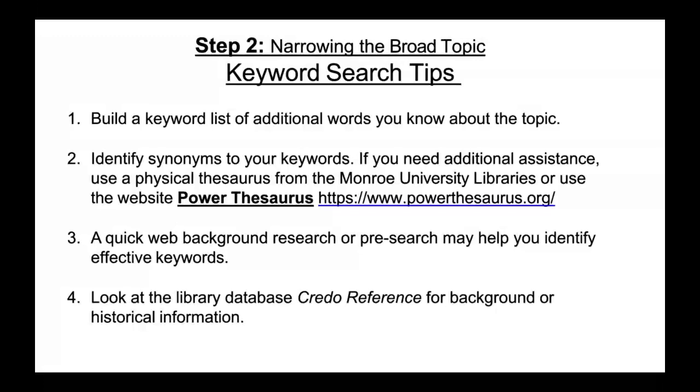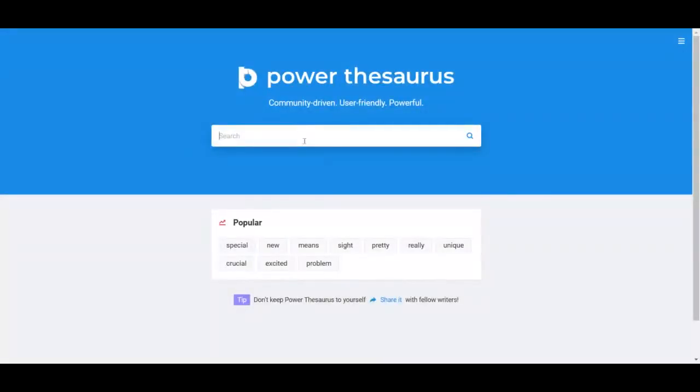So if you need additional assistance with synonyms, that's totally okay. You can use a thesaurus at the Monroe University Libraries if you're ever on campus, or you can always use the website Power Thesaurus. I like to use Power Thesaurus because it gives us additional words that we didn't think of to search. So let's go to Power Thesaurus really quickly, and I'll just show you.